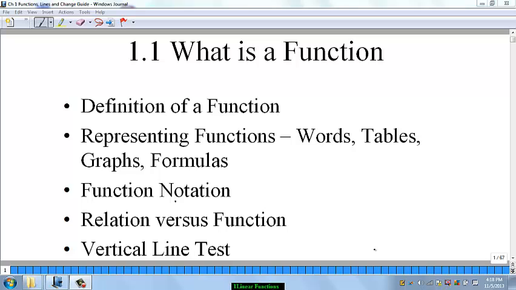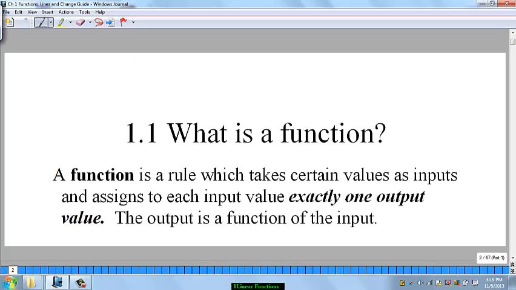We're going to talk about what is a function. So we're going to talk about the definition of a function. We're going to talk about representing functions using words, tables, graphs, or formulas. We're going to do function notation, which you've seen a little bit of, such as y equals f of x. Have you seen a little bit of that? We're going to talk about a relation versus a function, and finally the vertical line test.